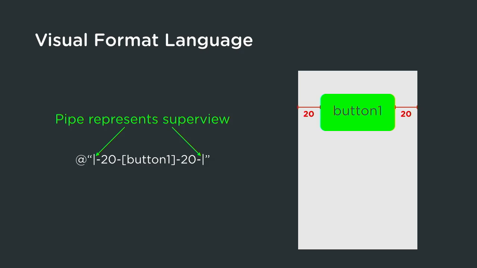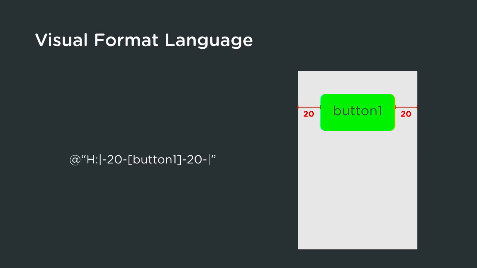Now you'll also notice that there are pipes. Now the pipes represent the super view. So you're basically saying I want 20 points of margin on the left from the super view, and I want 20 points of margin on the right from the super view. The other thing that you can do is you can specify an H colon prefix. This is exactly as saying this. However, you can explicitly say, well, this is a horizontal constraint.